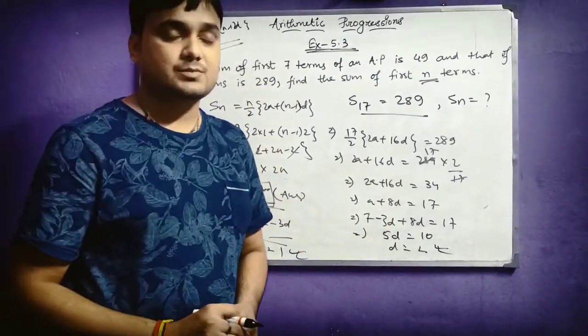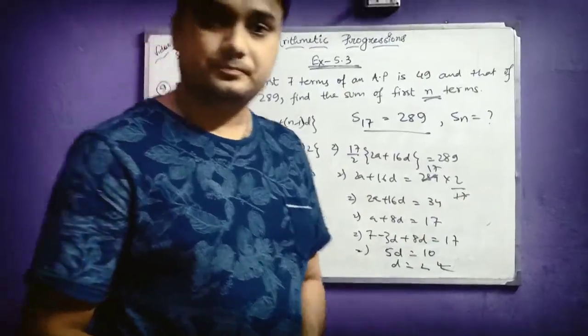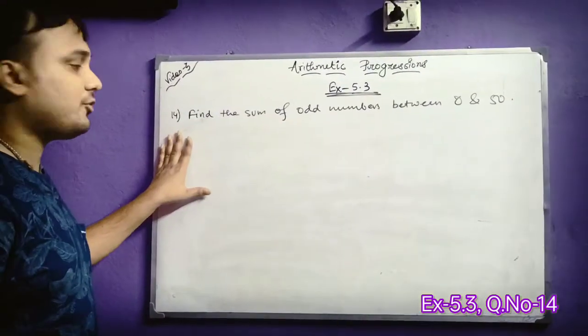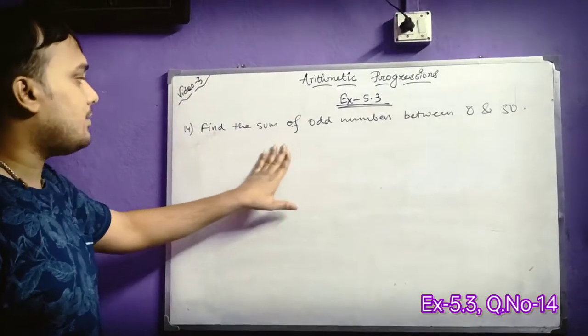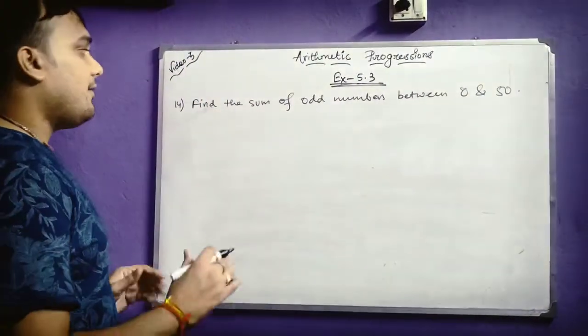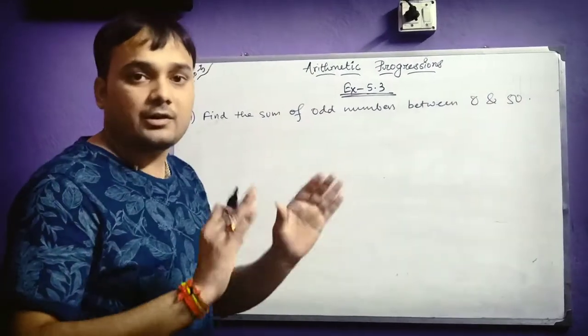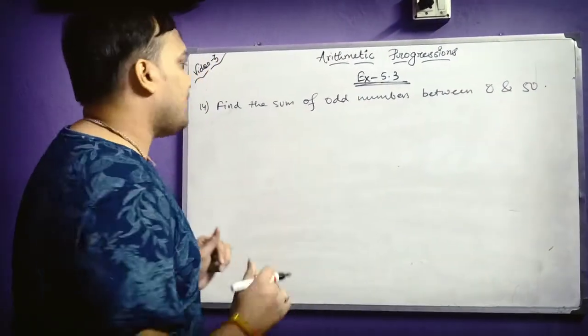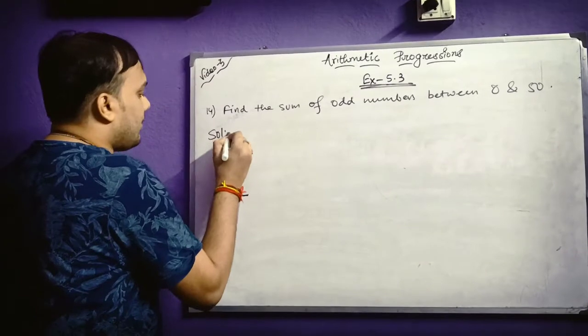So students, let us move on to our next question. You can see I have taken question number 14 here. Find the sum of odd numbers between 0 and 50. Okay, so we have to find the sum of all the odd numbers which are there between 0 and 50. So what will be A here?